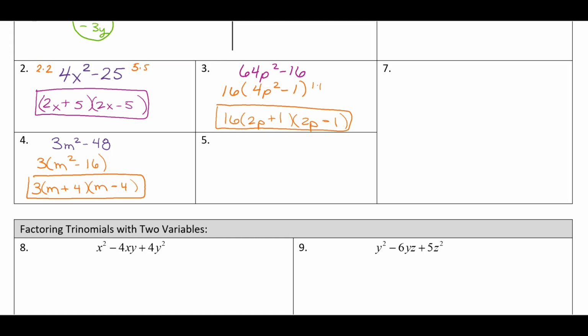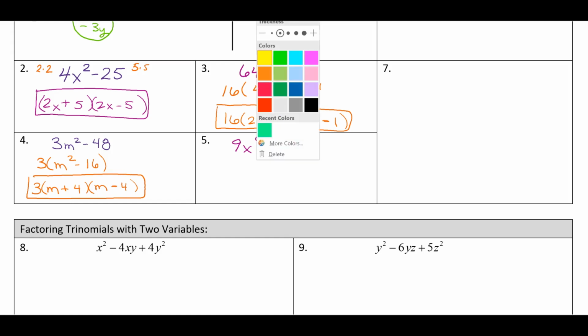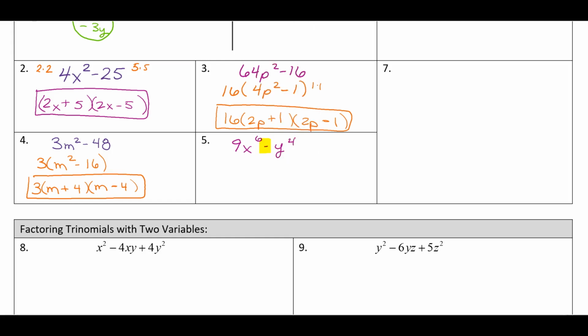So last one, number 5. This one's going to be a little different looking. And it's probably because we haven't seen all these different letters. So we now have a 6th power and a 4th power. Don't freak out. It's not that hard, I promise. So the first thing we have to look at is, is there a greatest common factor? 9x to the 6th, y to the 4th, nothing in common. Now we do know that this is a difference. So if there's not a greatest common factor, it might be a difference of perfect squares.